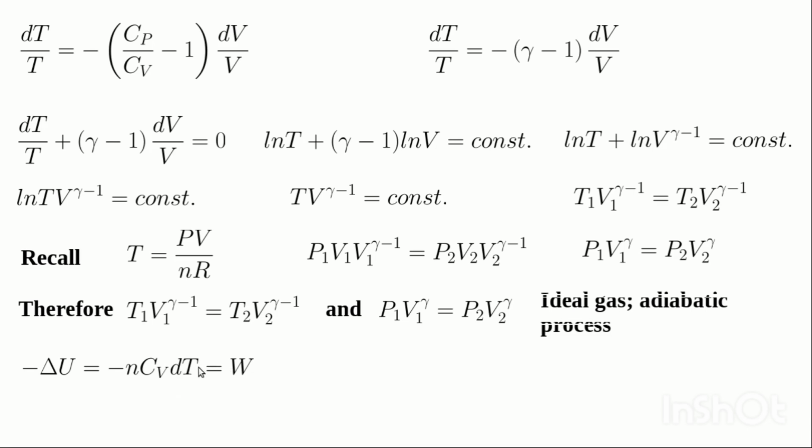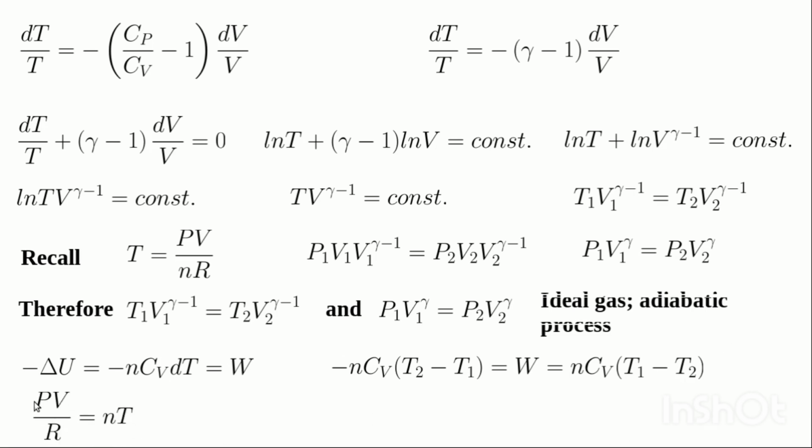So remember, our dT here is nothing but T2 minus T1. And that gives us minus nCv (T2 minus T1). If the minus goes inside, it becomes nCv (T1 minus T2). So this is the work done for that system. We can also rearrange it in such a way that our PV all over R equal to nT, right? So wherever we see our T, we can also replace with PV, because our T here and n, they go together. So we have (P1 V1 minus P2 V2) all over R.